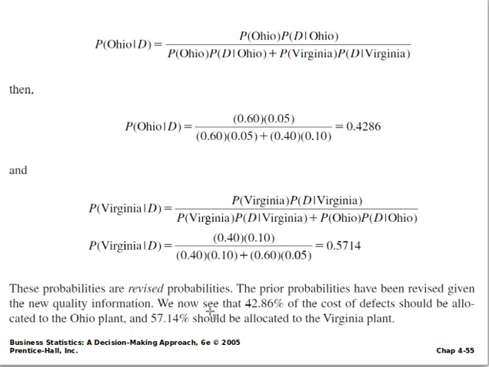These probabilities are revised probabilities. The prior probabilities have been revised given the new quality information. We now see that 42.86% of the cost of defects should be allocated to the Ohio plant, and 57.14% should be allocated to the Virginia plant.